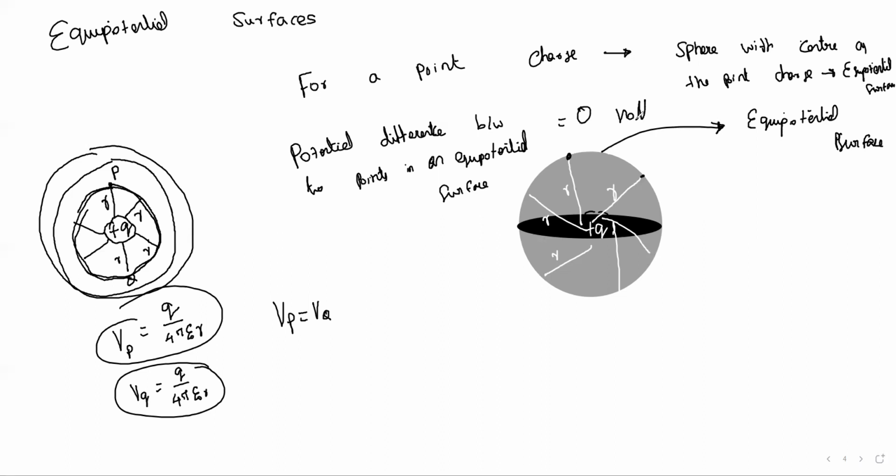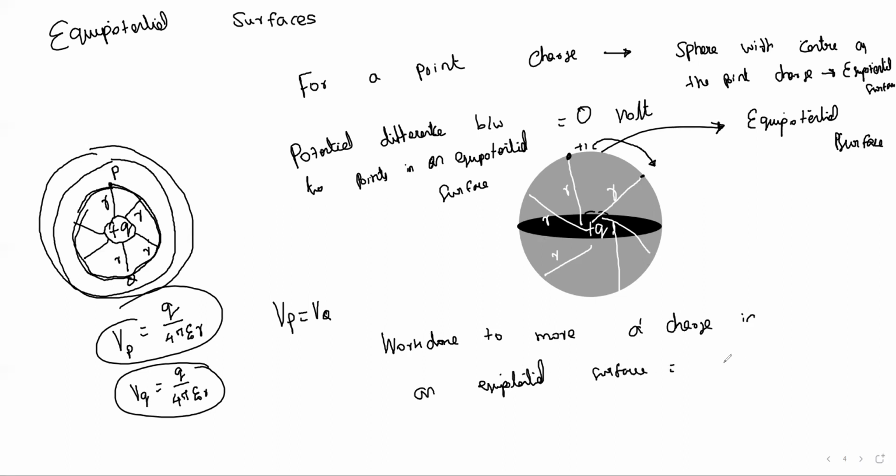0 volt. That means you don't need to do any work to move this plus 1 coulomb from this point to another point, right? So if you keep plus 5 coulomb also, you don't need to do any work. So what is the work done to move a charge in an equipotential surface? Yes, 0 joule only, because the potential difference is 0 volt, so you don't need to do any work.